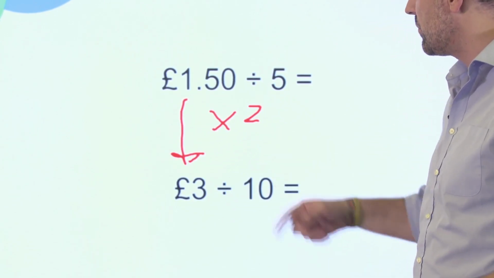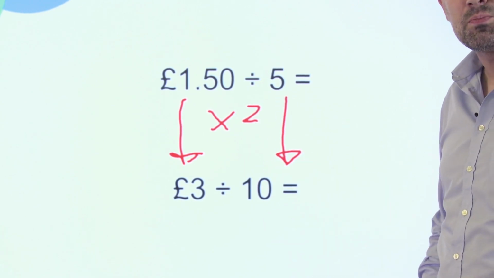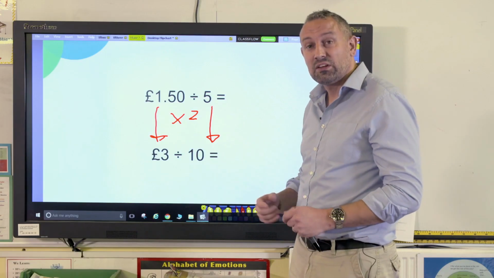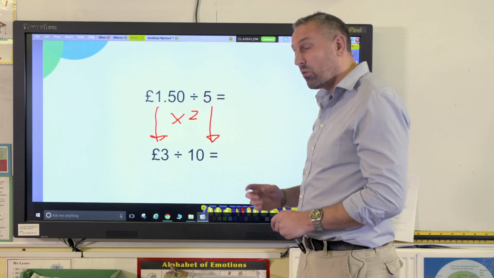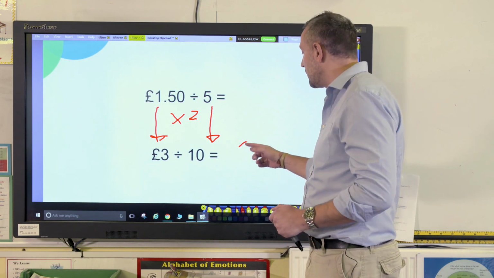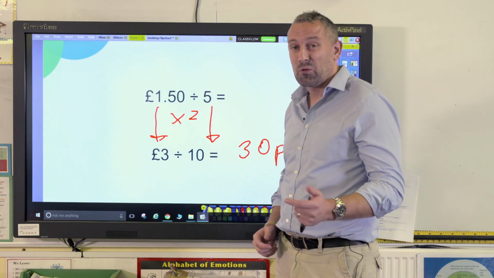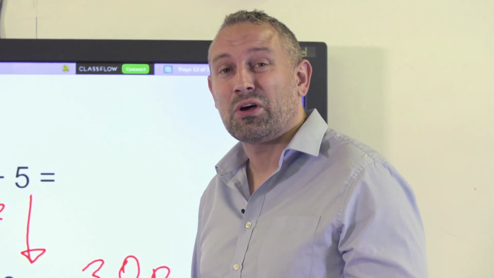And therefore, with the constant ratio, we do the same here. So we look at 5 times 2 to get 10. And now we've got £3 divided by 10 is 30 pence. And the same for £1.50 divided by 5. What you have to do in money is make sure that it's 30 pence rather than 0.3. And that's how you can use the constant ratio method to solve division problems.